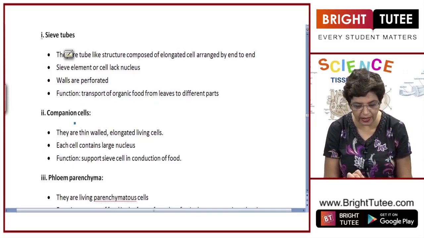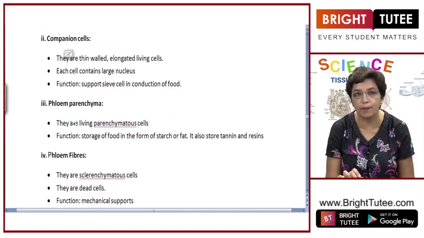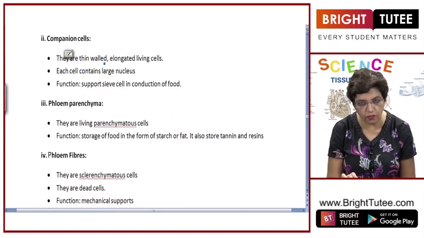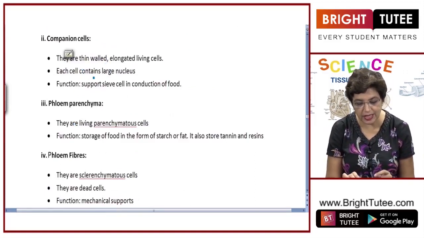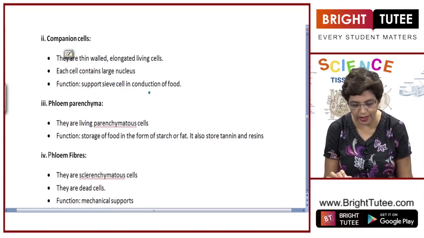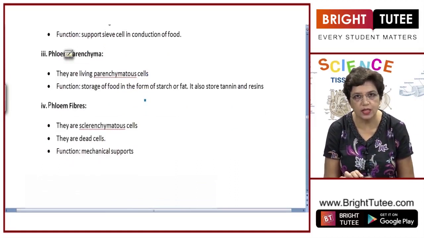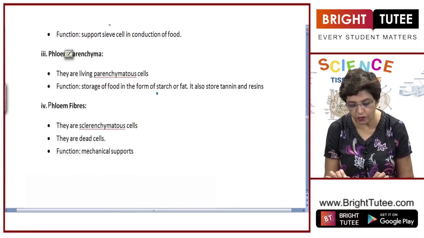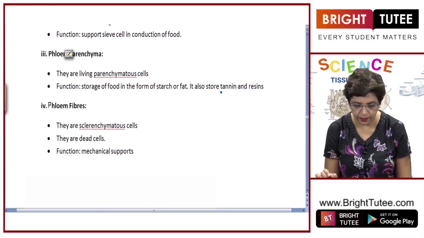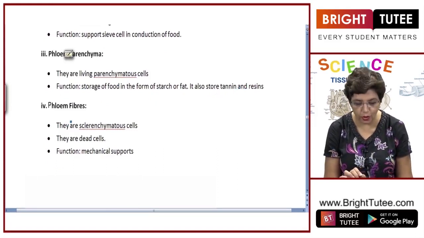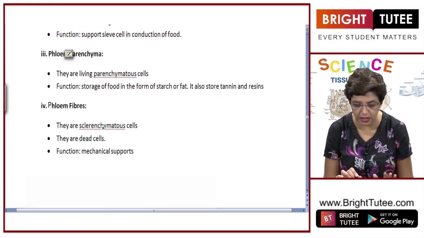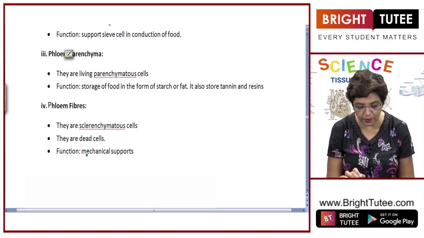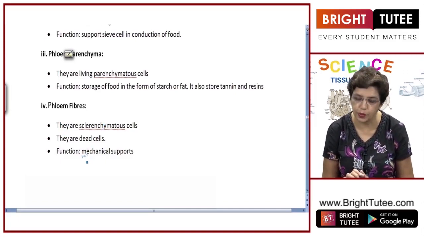The second one is companion cells. As the name suggests, they are companion to the sieve cells. They are thin-walled, elongated. Each cell contains a large nucleus and they support the sieve tubes in conduction of food. The third one is phloem parenchyma. They are parenchymatous. They store food in the form of starch or fat, and it also stores tannins and resins. And the last one is phloem fibers. These are sclerenchymatous, so they are dead cells and the main function is mechanical support.